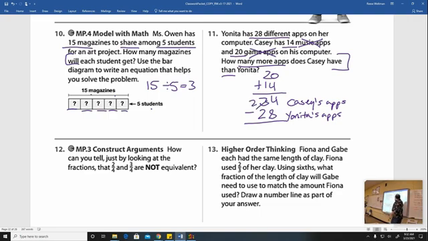So we're going to borrow from the 3. 14, 13, 12, 11, 10, 9, 8, 7, 6. It's actually 6. Jed, what'd you get? Good. So then we would say Casey has 6 more apps than Yonita.